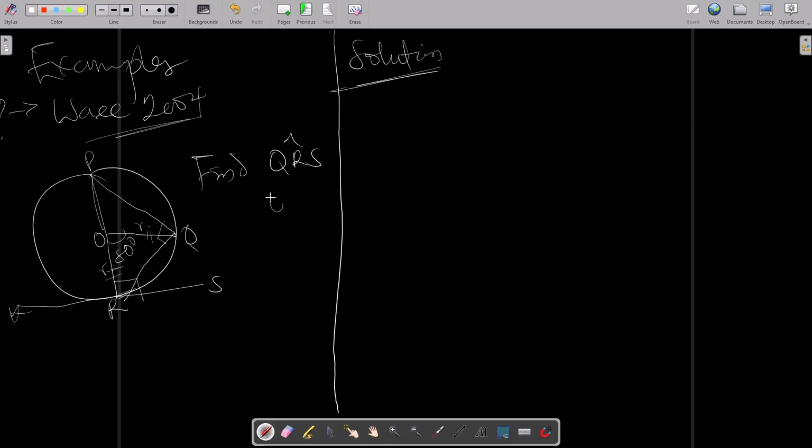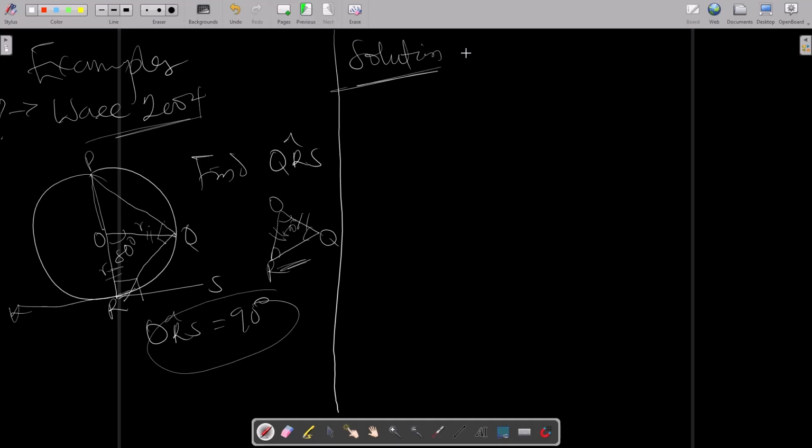I guess that ORQ is an isosceles triangle. And we are asked to find QRS. We know ORS is 90. And we can get these angles because it is an isosceles triangle. So we already know how to get OQR. So now I'll put it.